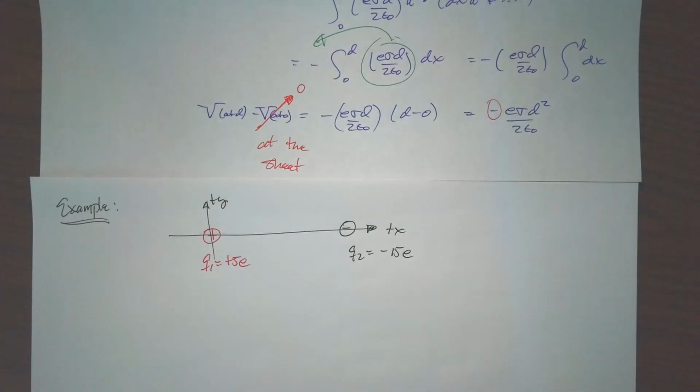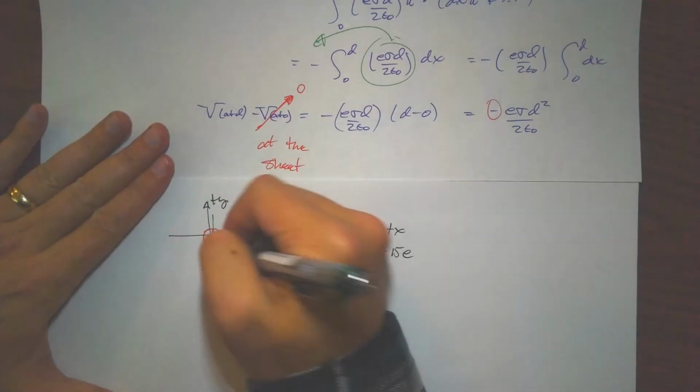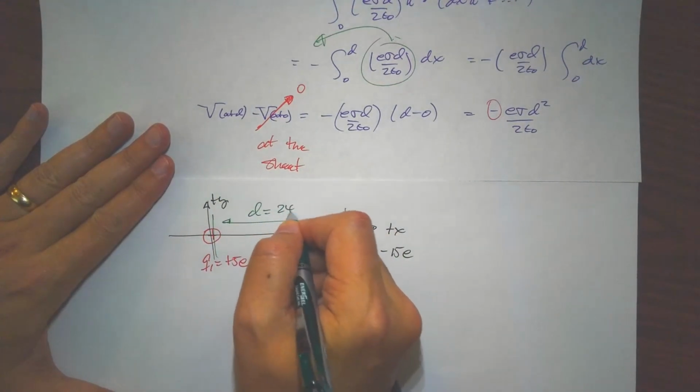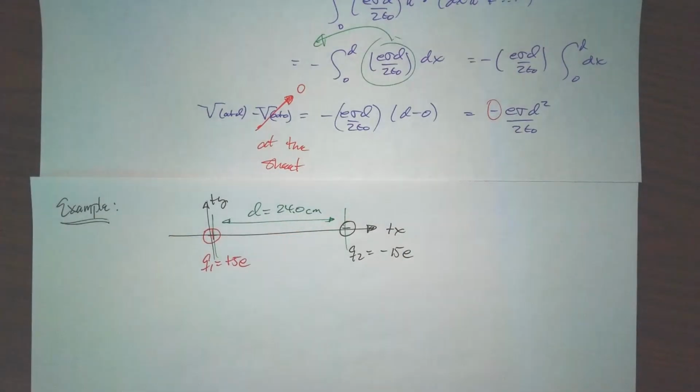Okay, and it says they're fixed in place with a separation of d equals 24 centimeters. So from here to here, it's d equals 24.0 centimeters.